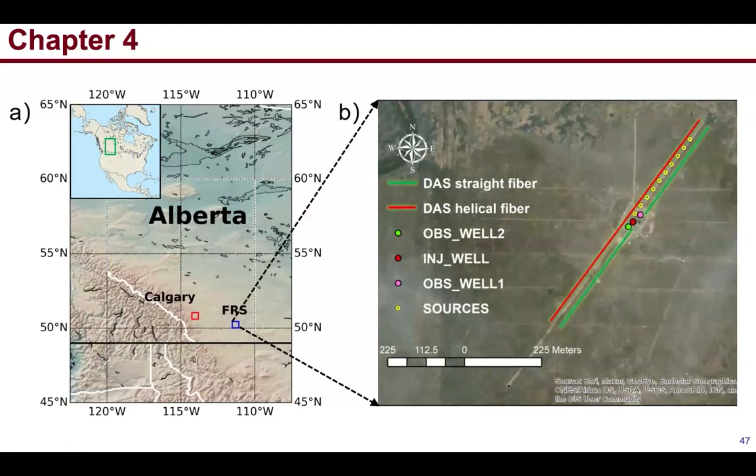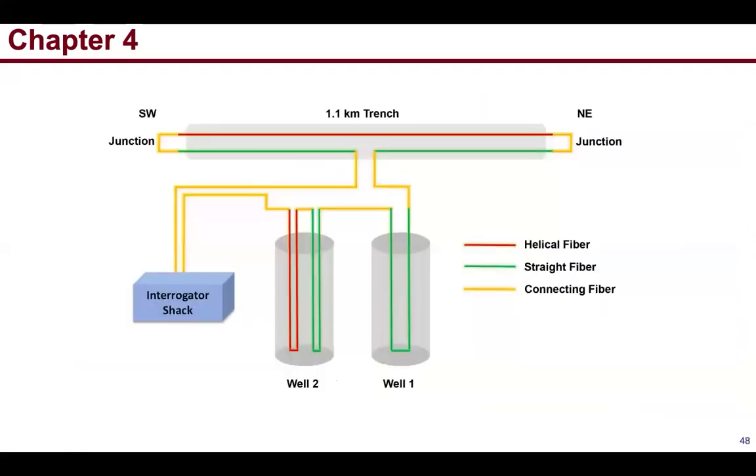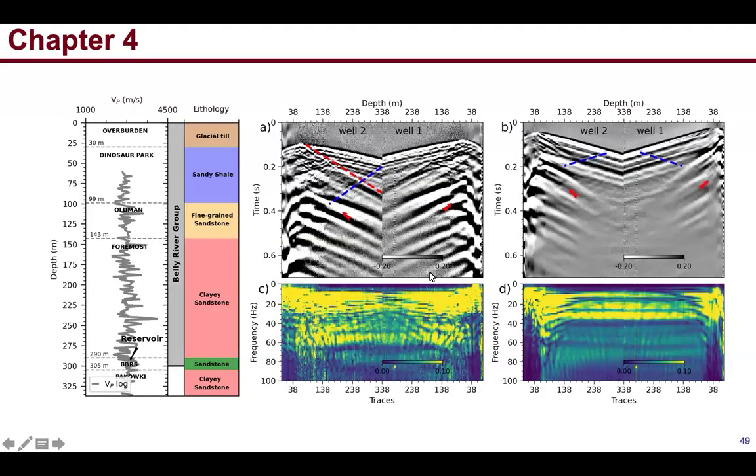And later we applied this VTI FWI on the well DAS data. This is the DAS deployment in the wells. We have two monitoring wells, and the DAS straight fibers are deployed there. And these are the raw shot data collected from the two wells and their amplitude spectrum.